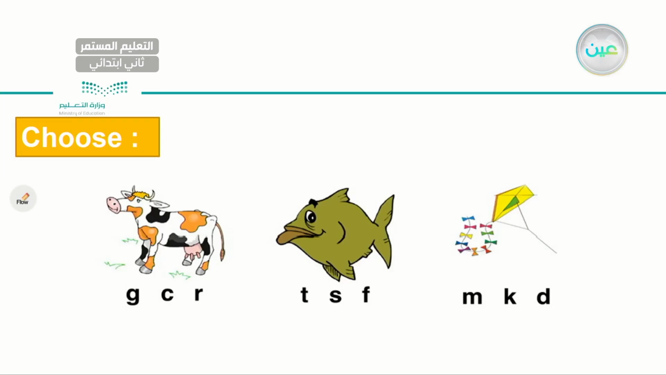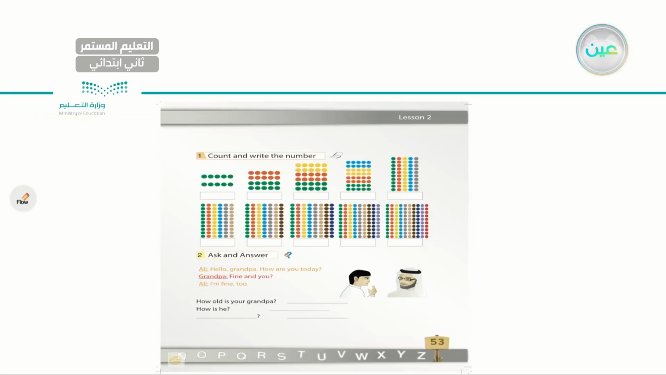The first one I have a picture of a cow. So which letter do you think we should pick? G, C, R. Cow starts with a C. Very good. Next one I have a fish. It's starting with an F. Very good. Last one I have a kite. Kite starts with a K. Very good. Also you have this one, my dear student, at page 53.